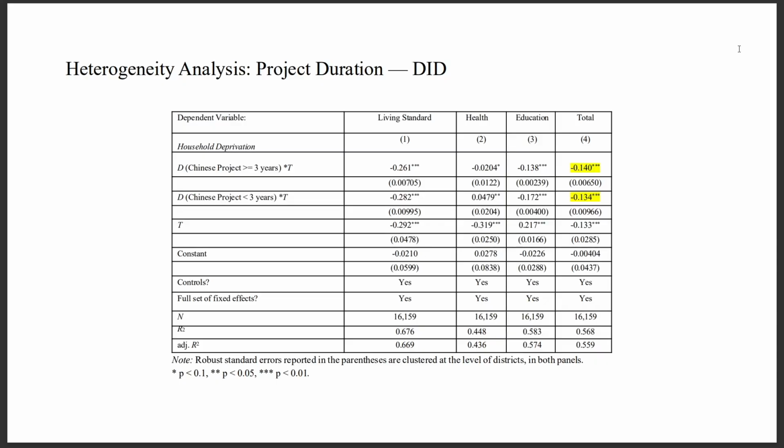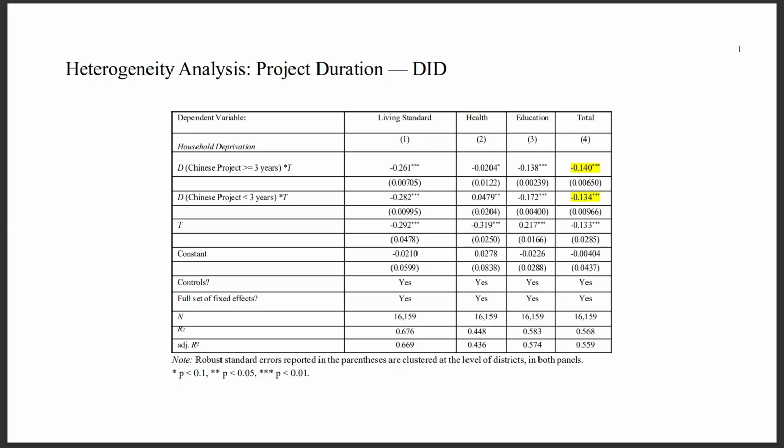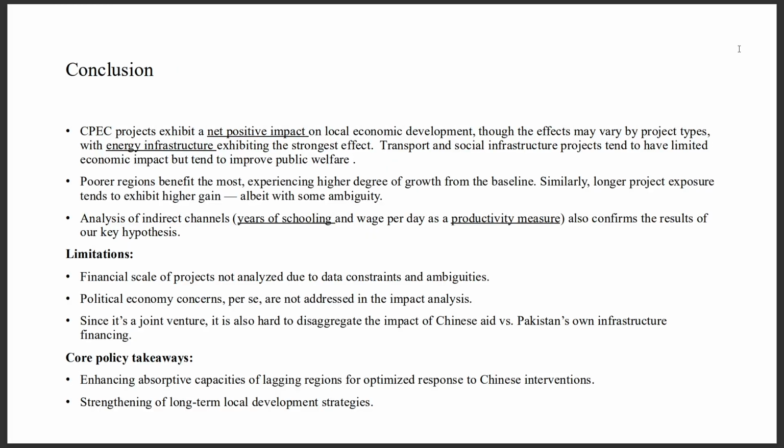Similarly, for the DID analysis, over here there is some ambiguity. There is not a big difference when it comes to the welfare outcomes, for instance, only 3 to 4 percentage points difference between if a project has existed for more than 3 years versus if it has not. Ultimately, the conclusion, at least my analysis shows, is that there is a net positive impact, at least in terms of local economic development, economic activity, and changes in welfare in the regions that have received the project.